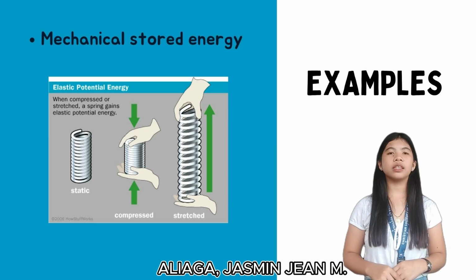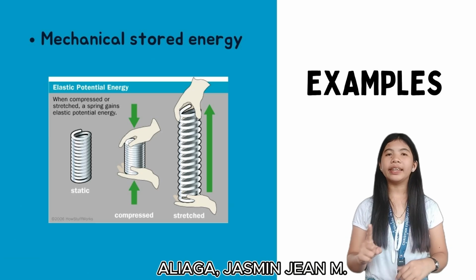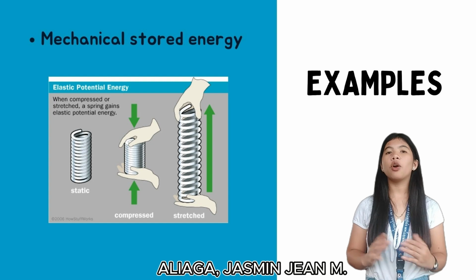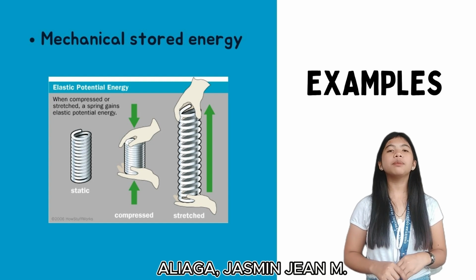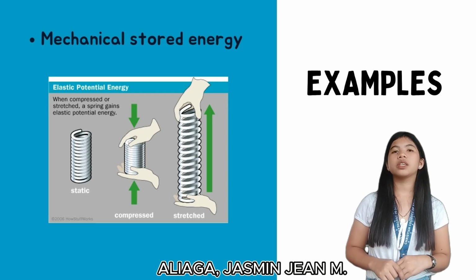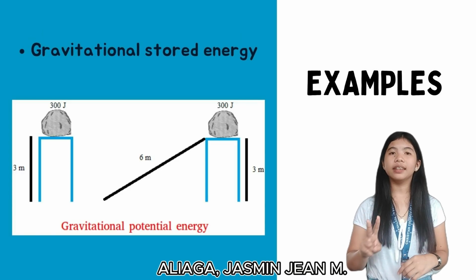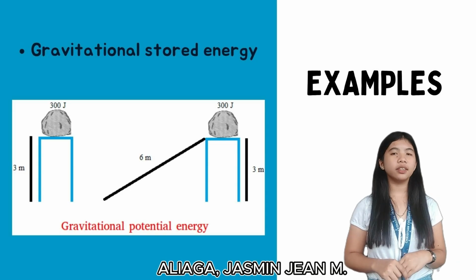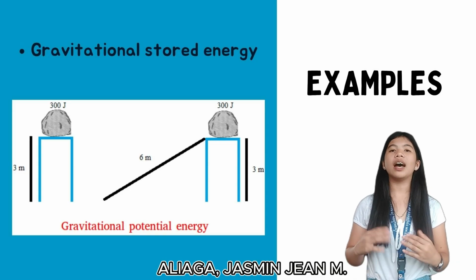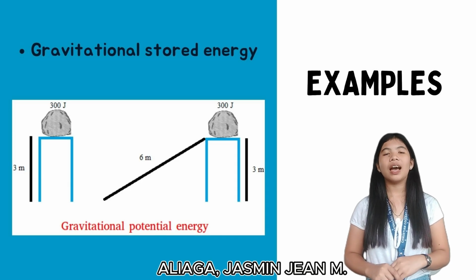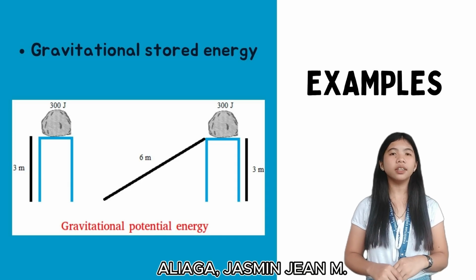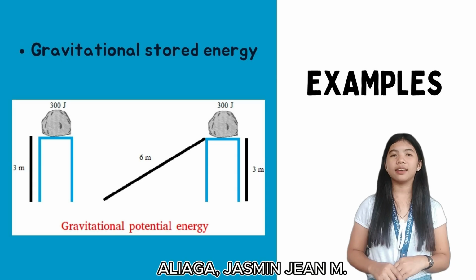The examples include, first, mechanical stored energy. A compressed spring holds elastic potential energy that can be released suddenly when the spring expands. Second, gravitational stored energy. An object elevated above the ground, like a rock on a cliff, has gravitational potential energy due to its height.